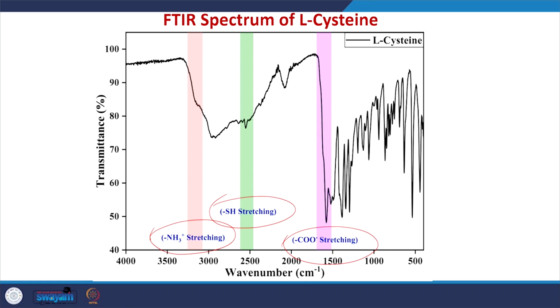The high transmittance values indicate strong absorption in specific regions where functional groups vibrate at characteristic frequencies. The presence of distinct peaks in the pink, green and purple areas confirms the characteristic groups amine, thiol and carboxyl, essential for understanding the structural integrity of L16.